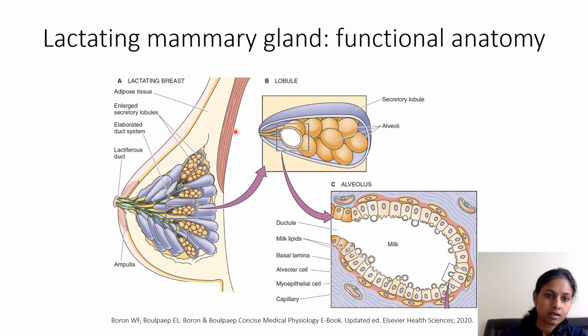As you see here, fat tissue surrounds the secretory lobules, which look like a bunch of grapes. In each secretory lobule, there are multiple alveoli. When you take a cross section of an alveolus, you see that it's lined by the secretory epithelium, the alveolar cells, which are surrounded by the myoepithelial cells. The milk is secreted into this space, which then drains into the duct.